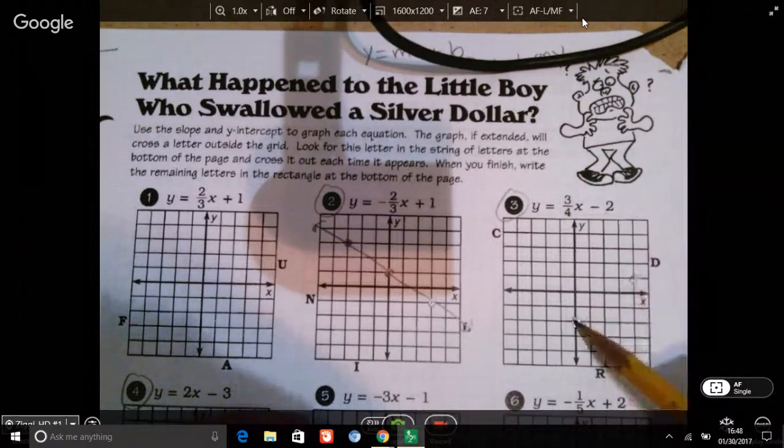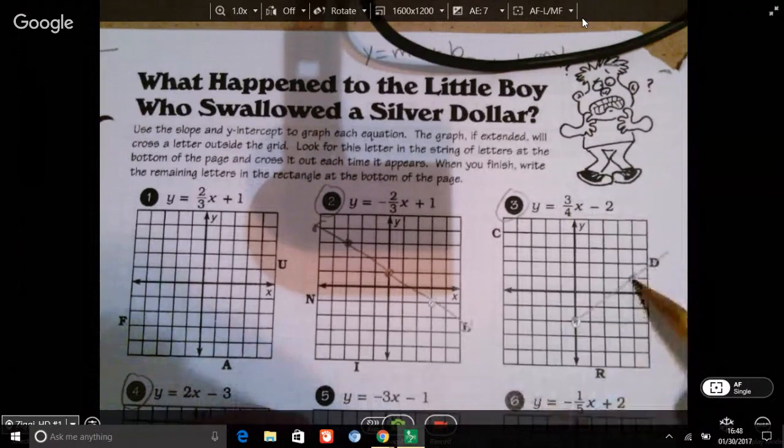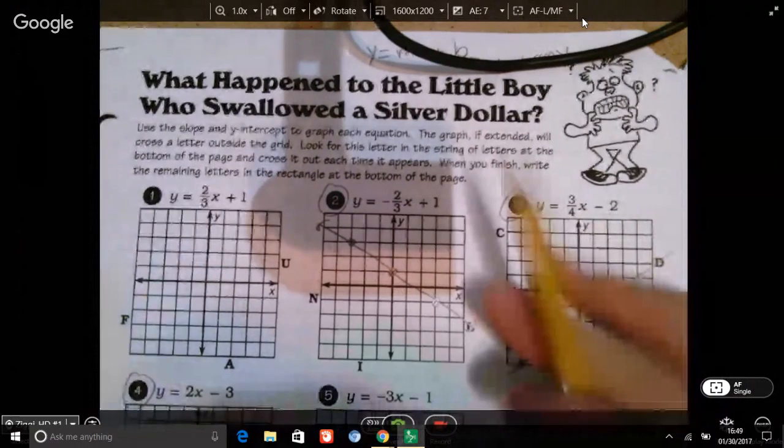You're going to connect those points and finish it off to the left. So you know your line's going to look like this now. If I'm going to the left, it's down 3 and then left 4. 1, 2, 3, 1, 2, 3, 4. But remember, when you start off from the y-intercept, that bottom number, you always go right. All right, let's take a look at number 4.